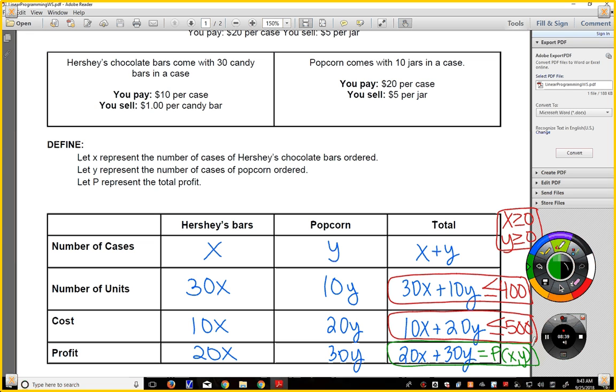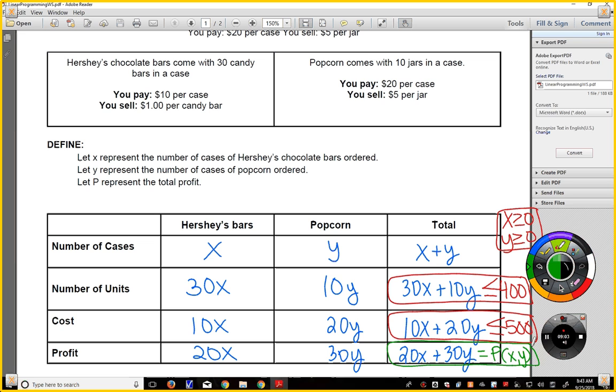Any questions about constraints, restrictions, okay, or objective function or our profit equation? Yeah. So in the problem, it said that we could only order 400 candy bars or popcorn jars in total. So we are just constraining the number of things that we can have, okay?